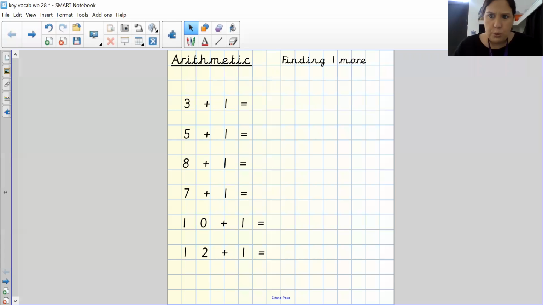And we are going to start slightly different today. What we are going to do first is start with some arithmetic, and it's going to follow on from what we've done in class this week. So have a think about some of the things that we might have already done. There's a clue on the board for you now. So you have been looking at finding one more.